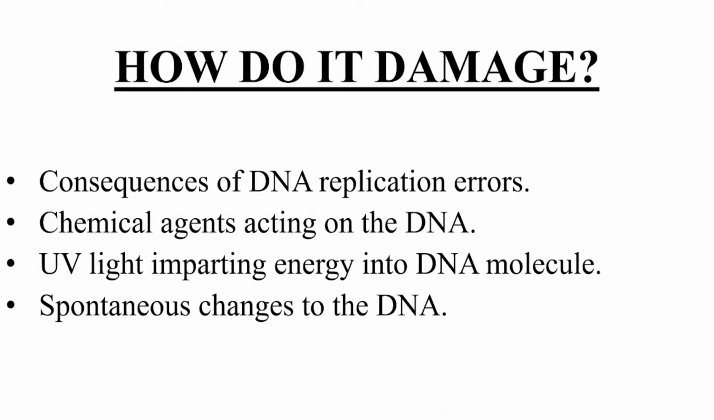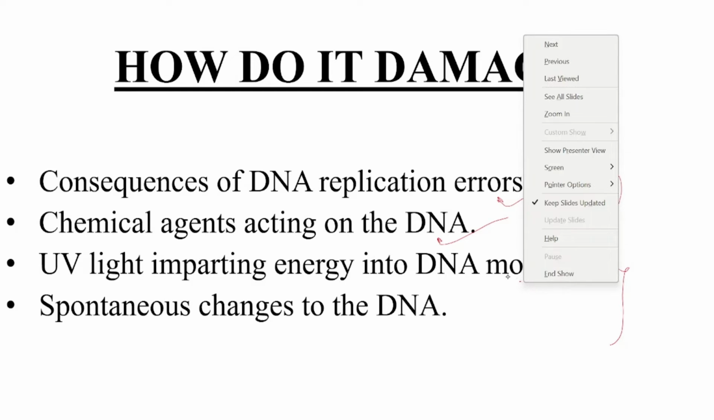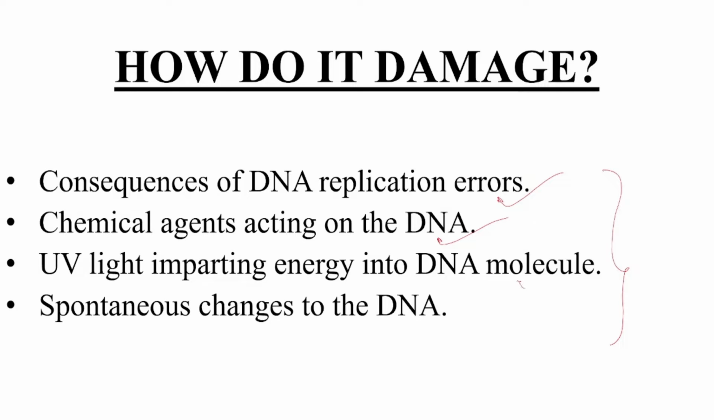So, how is DNA damaged? There are four most important points. Errors during DNA replication, that is, damage caused during DNA replication; chemical agents acting on the DNA; UV light imparting energy into the DNA molecule, that is, ultraviolet radiations, due to which DNA gets damaged; and spontaneous changes to the DNA. These are the four main causes of DNA damage.